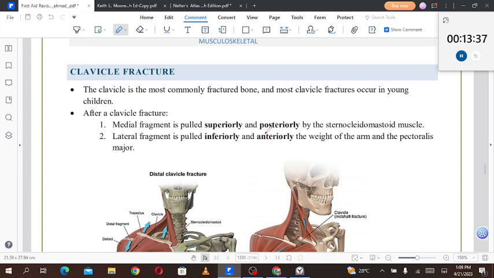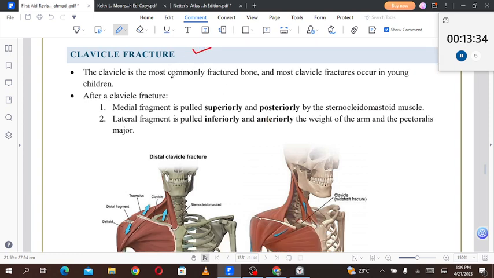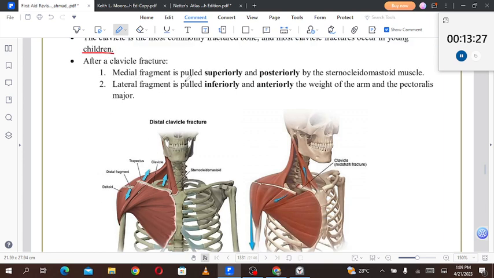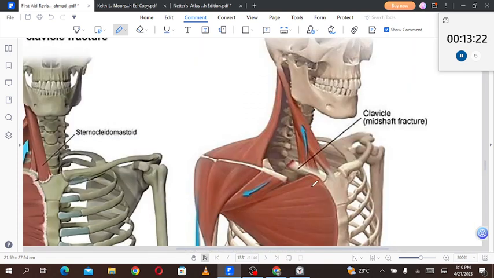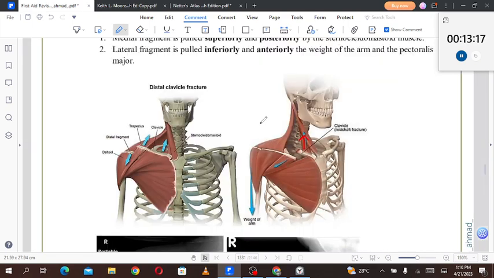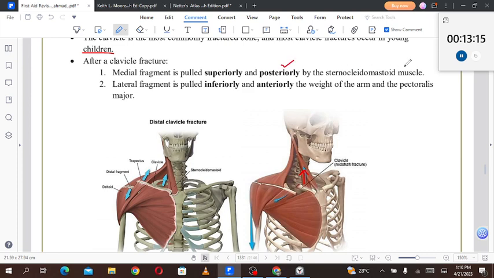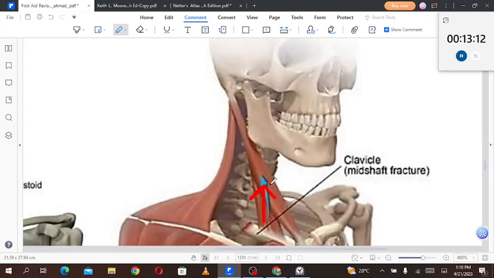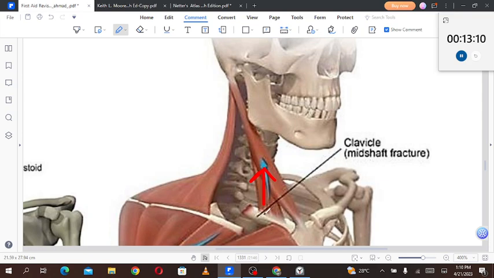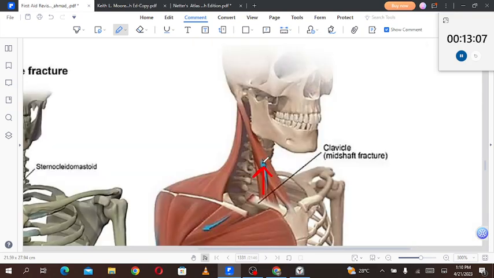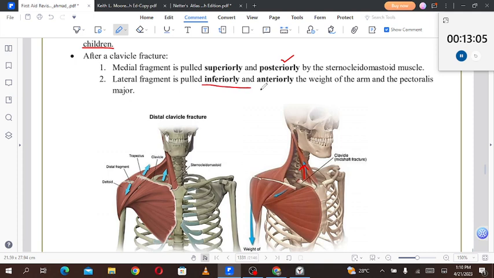Moving forward to the clavicle fracture. The clavicle is the most commonly fractured bone, and most clavicle fractures occur in young children. After a clavicle fracture, the medial fragment is pulled superiorly and posteriorly by the sternocleidomastoid muscle. You can see that the sternocleidomastoid muscle is attached to this fragment and is pulling it superiorly and posteriorly, while the lateral fragment is pulled inferiorly and anteriorly by the weight of the arm and the pectoralis major.